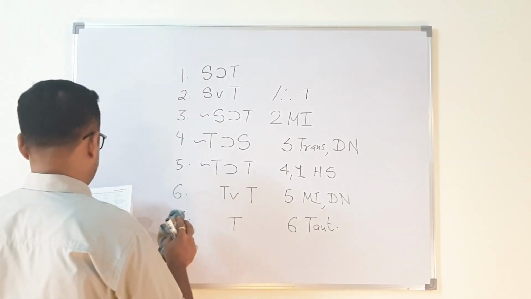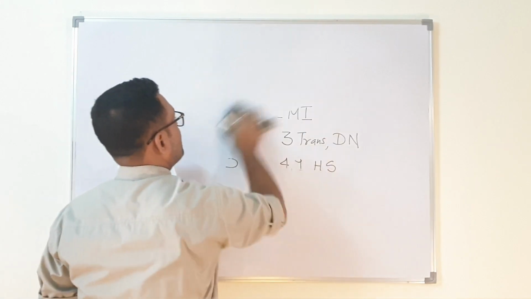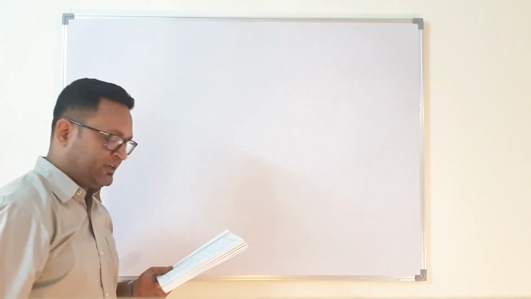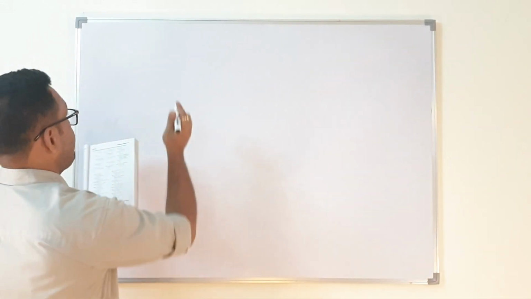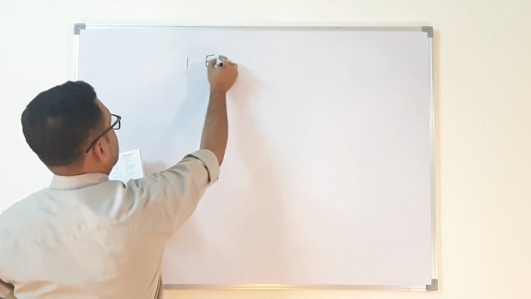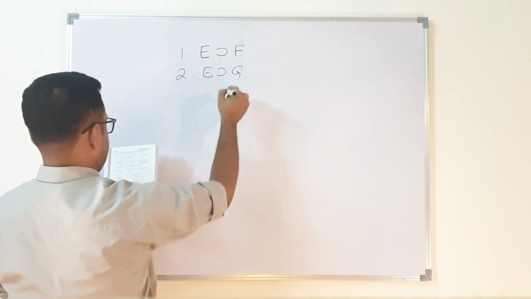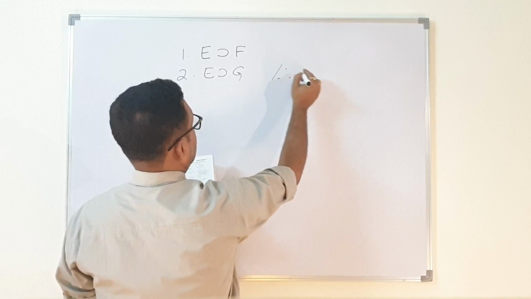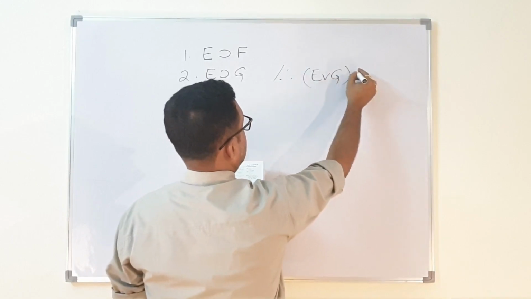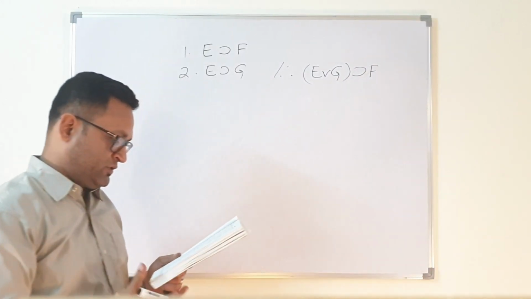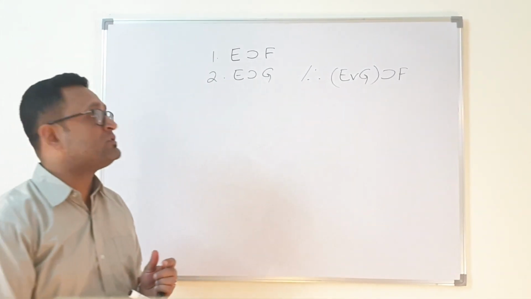Let us take one more question, which will also be a little bit of moderate type, and we may require a little bit of working with this. I will take this question first. E implies F. Second, E implies G. Therefore, E wedge G implies F. This is the question. E wedge G implies F. Yeah. So this is the question which we need to solve.